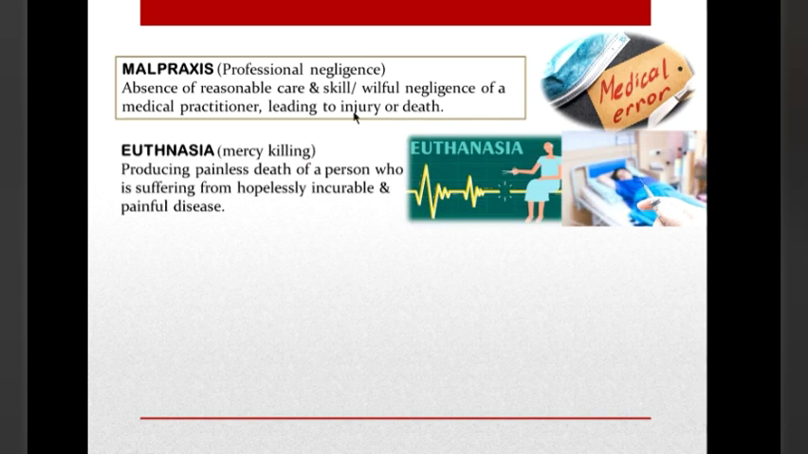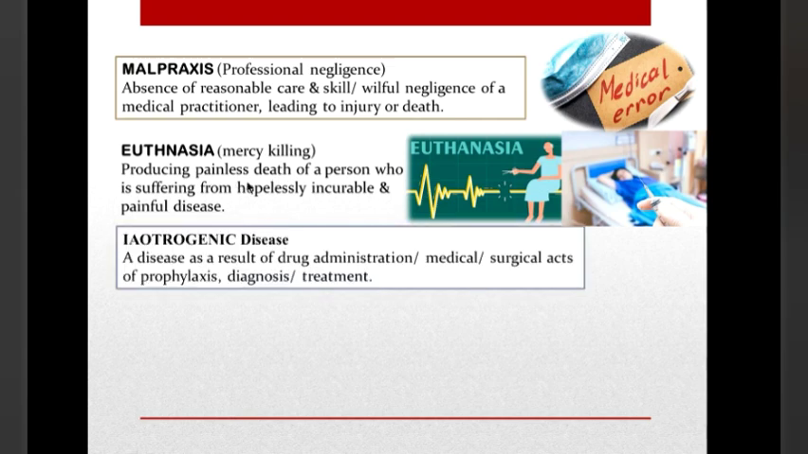Next, coming to the term euthanasia, which means mercy killing, where a patient who has a very painful disease or a disease that is incurable will be given a painless death. So that is called mercy killing. Next, coming to the term iatrogenic disease, where the disease results because of drug administration or any surgery or diagnosis and treatment. The disease because of these things is called iatrogenic.